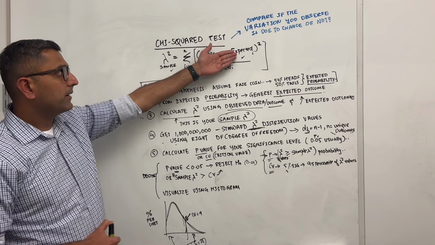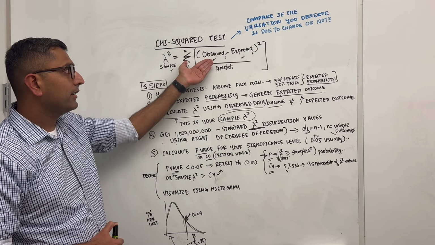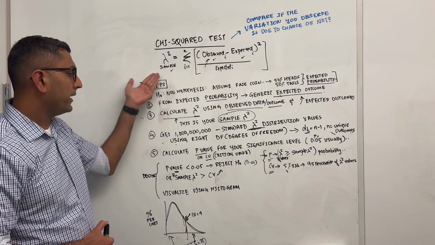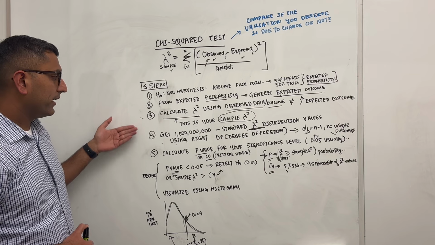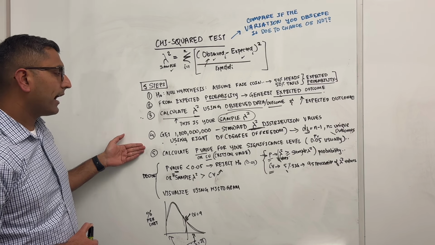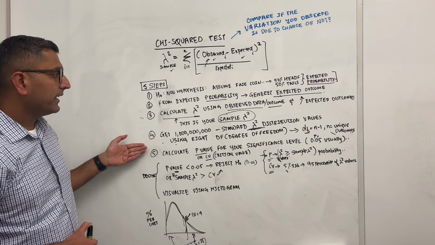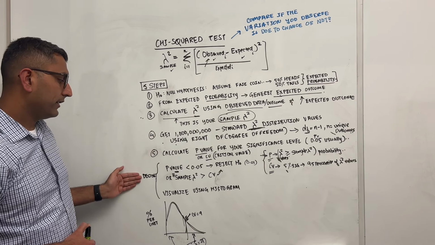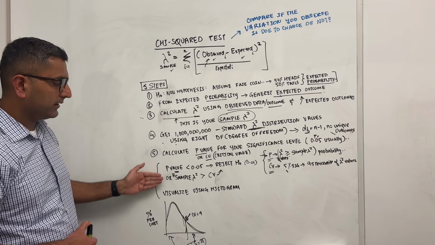Start with expected, calculate based on the expected probability, calculate the chi-squared. Once you calculate the chi-squared, find out how rare it is to get this p-value for this sample chi-squared and critical value, and then accept or reject based on these thresholds.